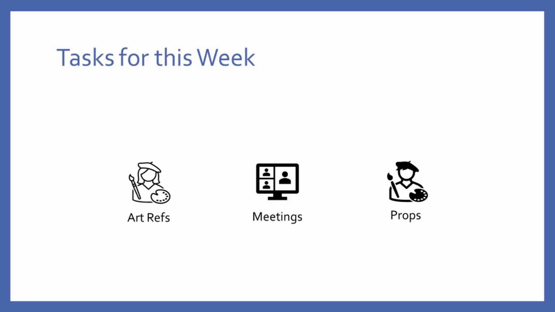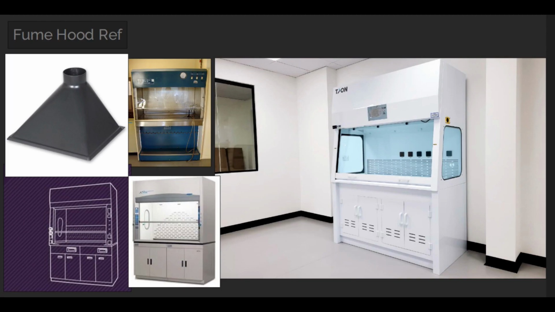This week's tasks included gathering art references, attending meetings, and making props for the game. My first task for the week was to create a 3D model of a fume hood. So I started with making a pure ref document of some real life reference images. This would help me get an idea on what kind of shape I needed to make, as well as what sort of materials I would be using for the fume hood.